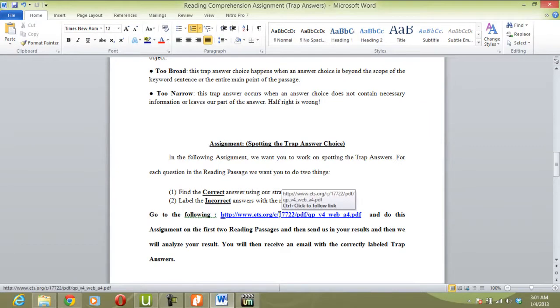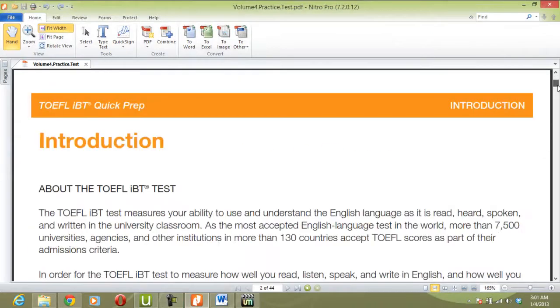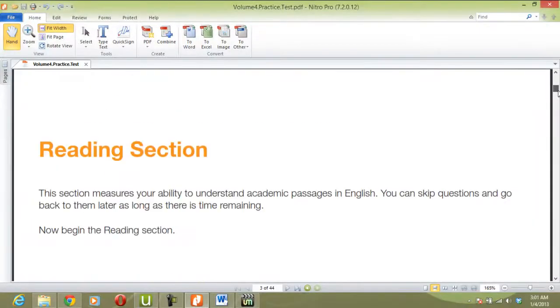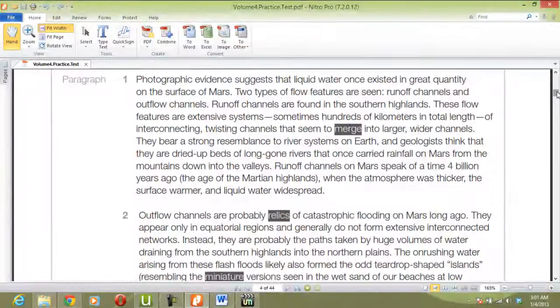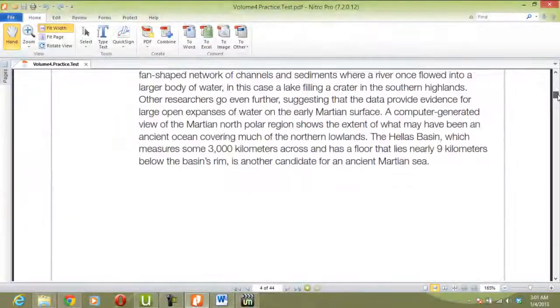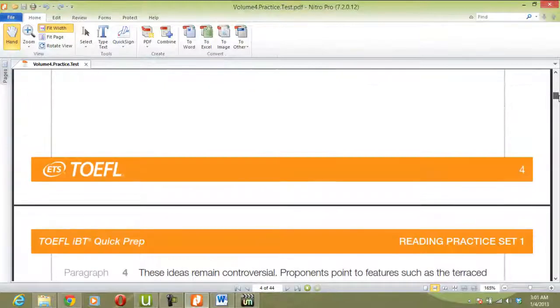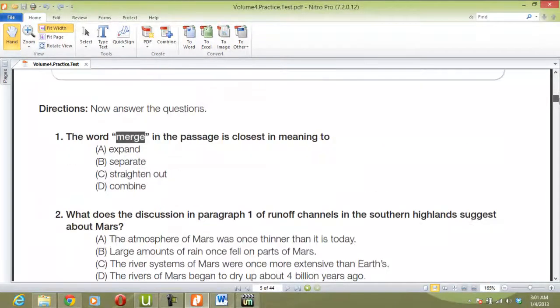We want you to go to this link right here and go to the first practice test for the reading section. Here's the passage on running water on Mars. The first question here is a vocabulary question, so don't worry about that. We want you to do question number 2 in terms of being able to find the correct answer and then being able to tell why the other answers are incorrect.